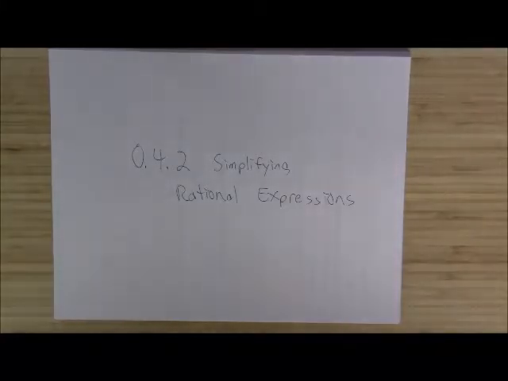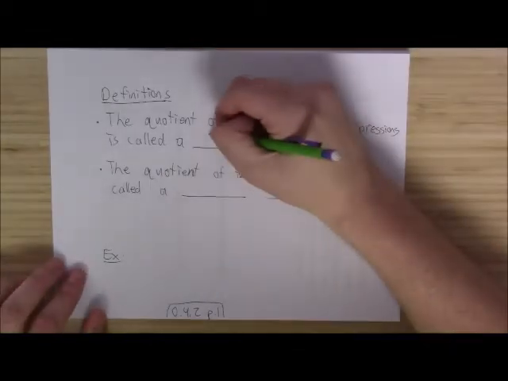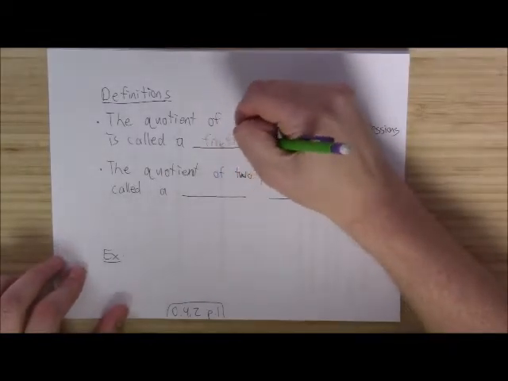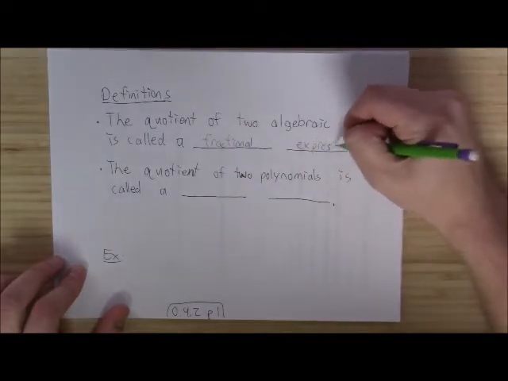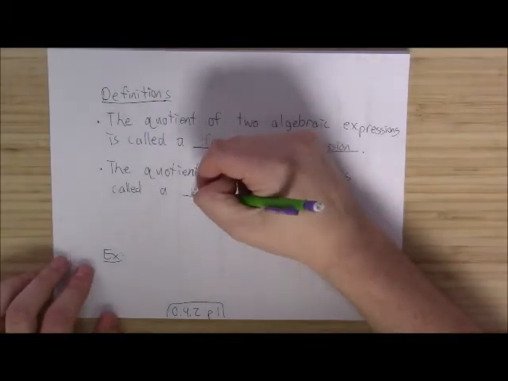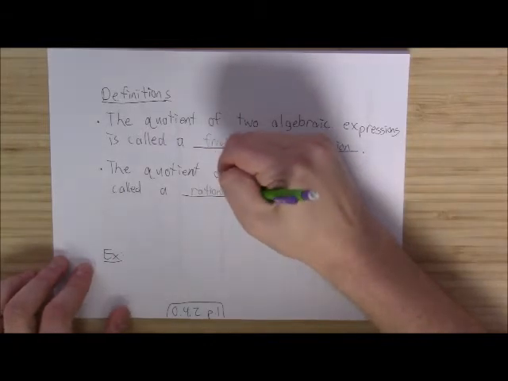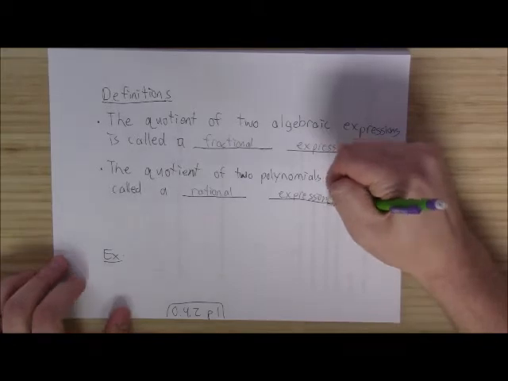In this video, we'll be talking about how to simplify rational expressions. To start with, some definitions. We call the quotient of two algebraic expressions a fractional expression. And we call the quotient of two polynomials a rational expression. You may ask yourself, what's really the difference?